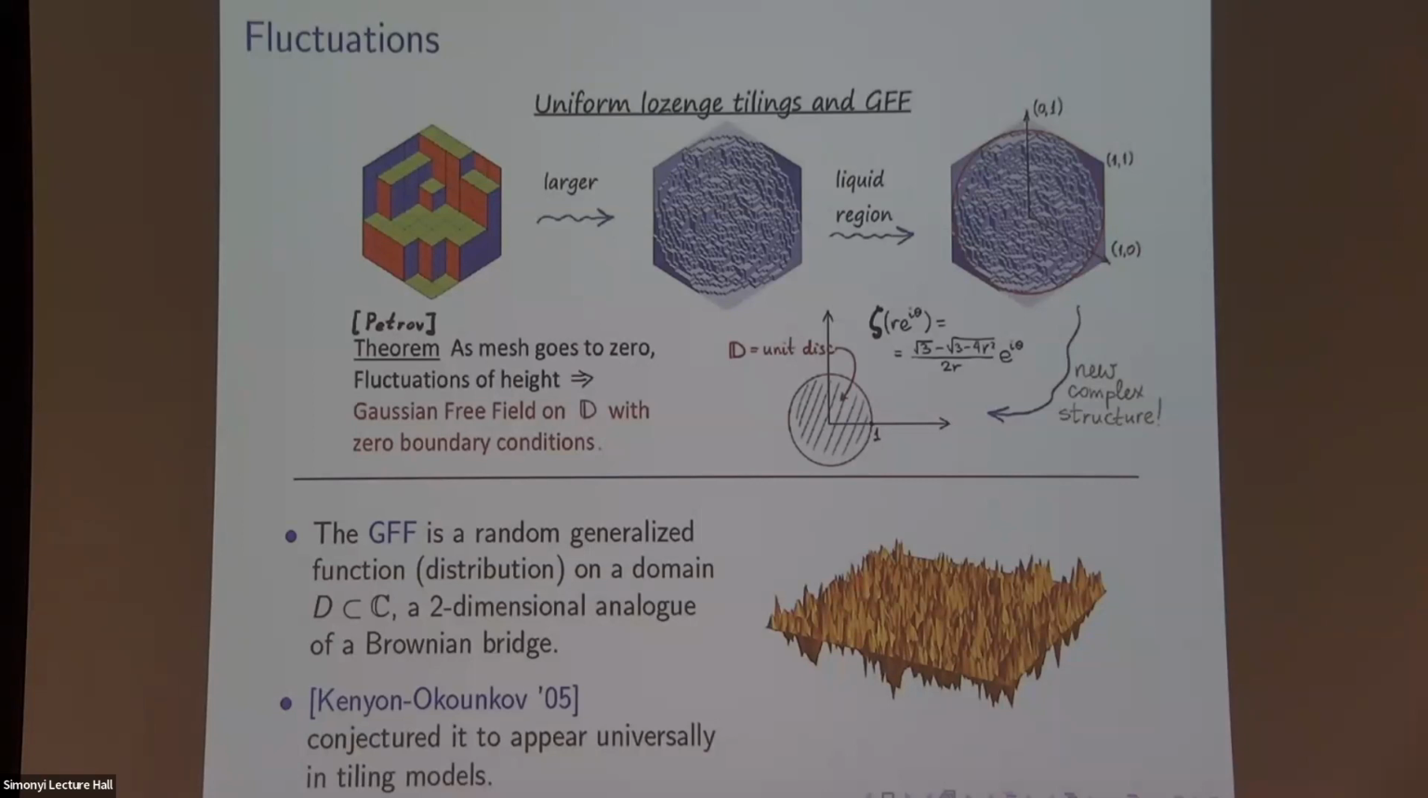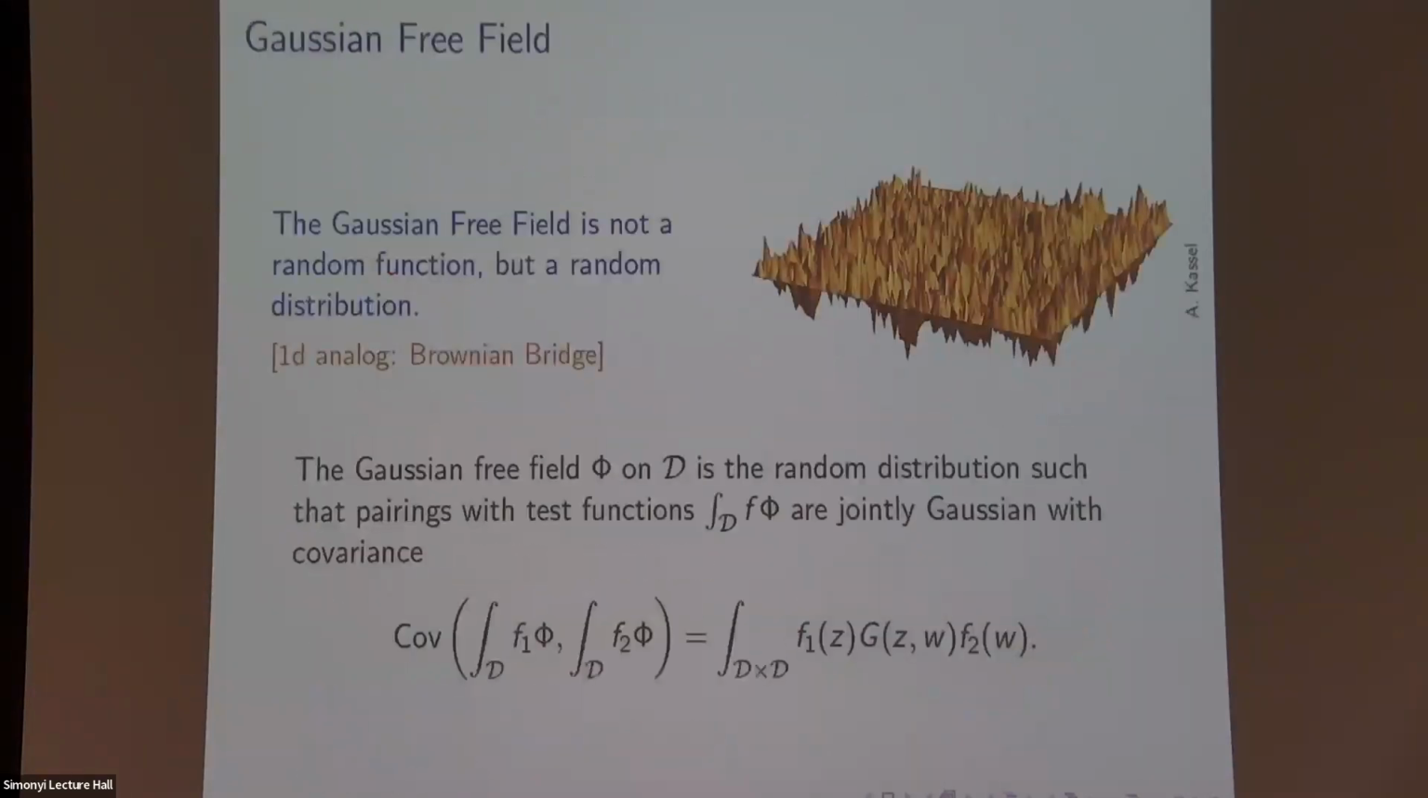Right, so let me say a few words about the Gaussian free field, since I need this object. The Gaussian free field can be seen as a two-dimensional version of the Brownian bridge. This is one of the reasons why I want to think about the height function as a generalization, in some sense, of the simple random walk. The covariance of the Gaussian free field is given by the Green's function on the domain with zero boundary conditions.